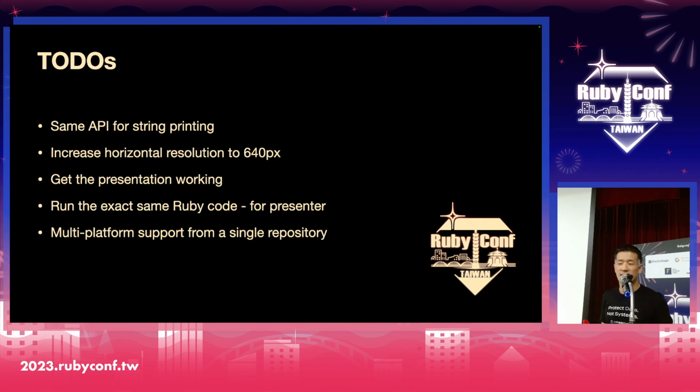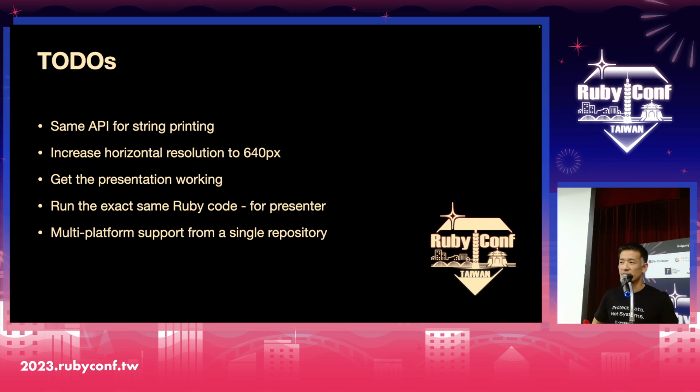So here's the to-do in this project. There are a few things about string printing earlier, and I would like to unify the API. Also, horizontal resolution is currently reduced to 320, so I'm going to change it to 640. This time, unfortunately, I did not have the presenter working on Wii. I would like to get that going on Wii in the future, and also run the exact same code on the platform on the presenter.